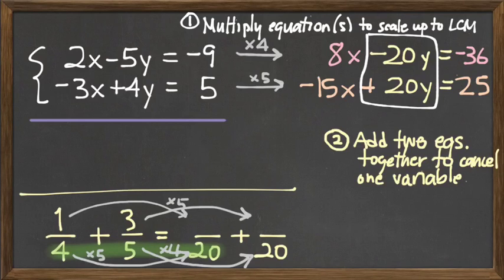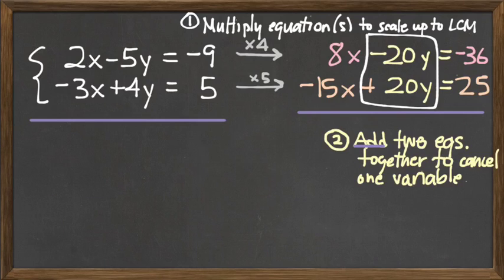But then once that's done, and that really is the hard part, now we can carry out the rest of our plan. Because now if I add these two equations together, first of all, how many x's do I end up with? 8x minus 15x. Negative 7. And for my y's, negative 20 plus 20, 0. So my y's have gone away, and negative 36 plus 25, I think that's negative 11.